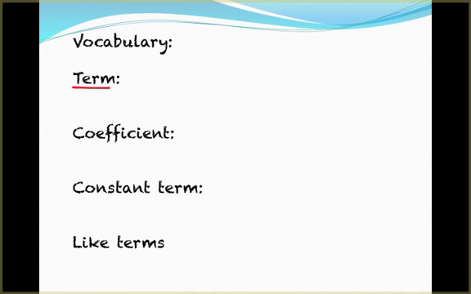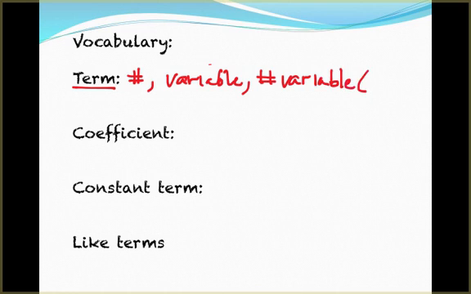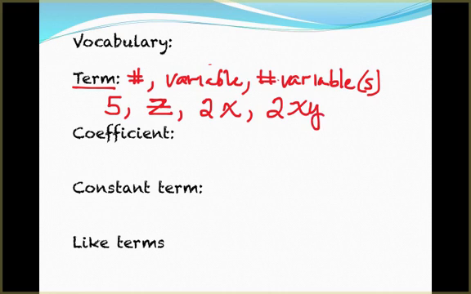So we're going to discuss what it means when I talk about a term, because we're going to be combining terms. So a term is just an expression that can be made up of a number. It could be made up of a variable. It could be a number and a variable, or more than one variable. So it could be like a number times a variable. So a term could be 5. A variable would be like z. A number and a variable might be like 2x, or we could even have like 2xy.